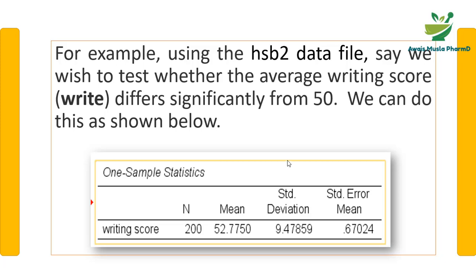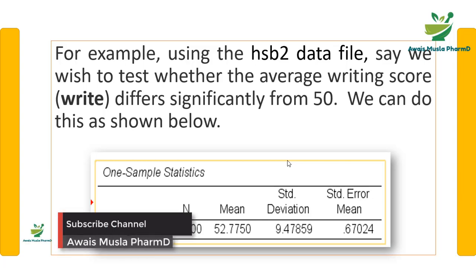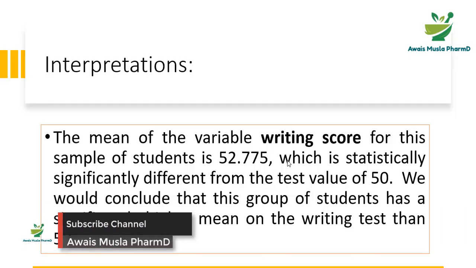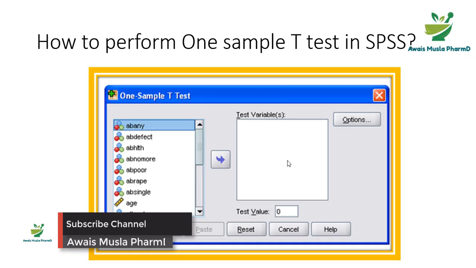So this is a simple one sample t-test. We just test the difference of the mean from our hypothesized mean. This is very simple. How to perform?